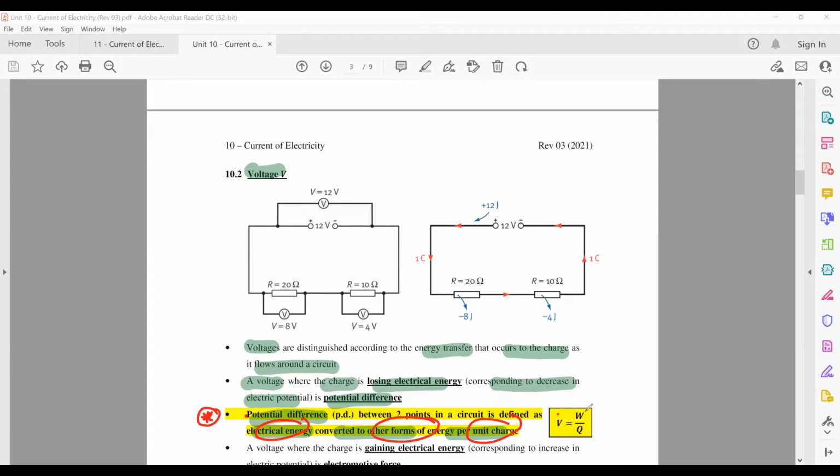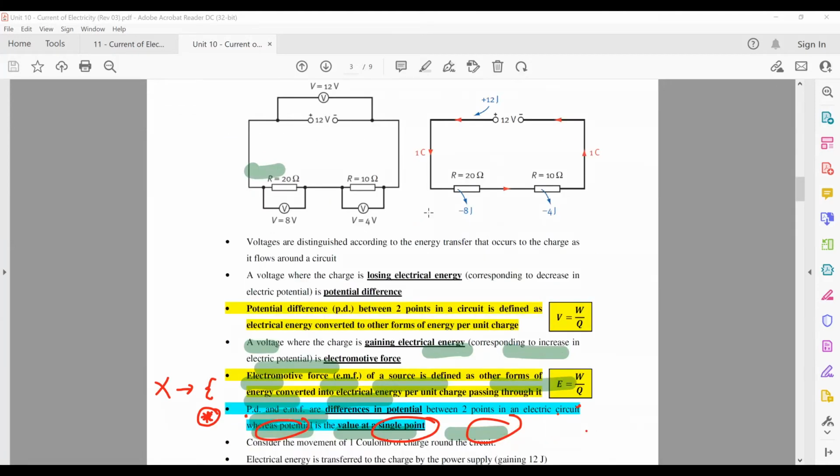So PD is electrical energy converted to other forms per unit charge. Okay, this one here is not the formal definition. This one is more for you to understand why it is like that. So a charge that loses energy, corresponding to a decrease in electric potential, is potential difference.